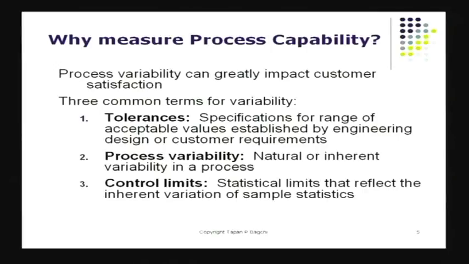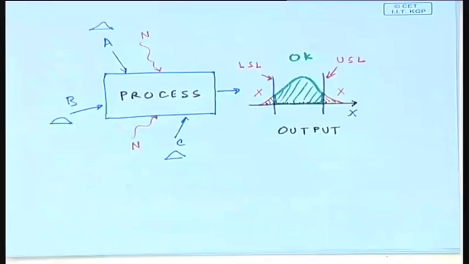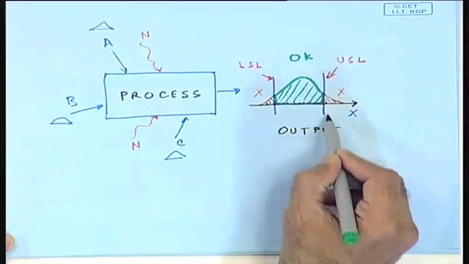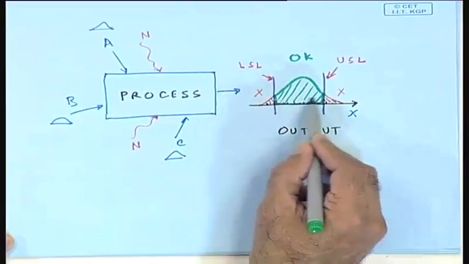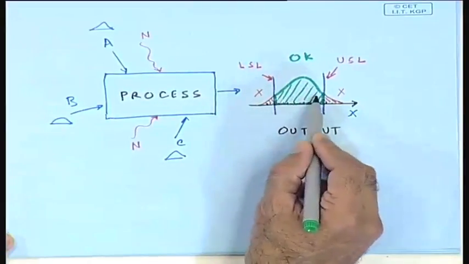Couple of terms we'll be using here. One is, of course, tolerance. And tolerance is the difference between the upper and lower spec limit. And if you look at my diagram here, the specification limit here is denoted by this line there, that is the upper spec limit, and this is the lower spec limit. This range is the tolerance.